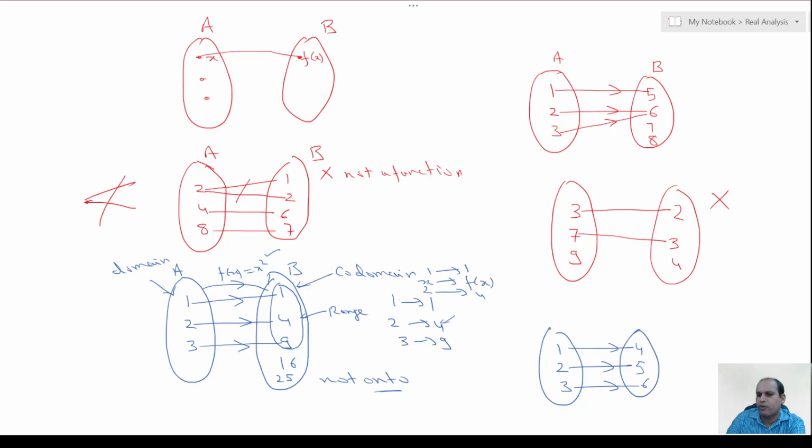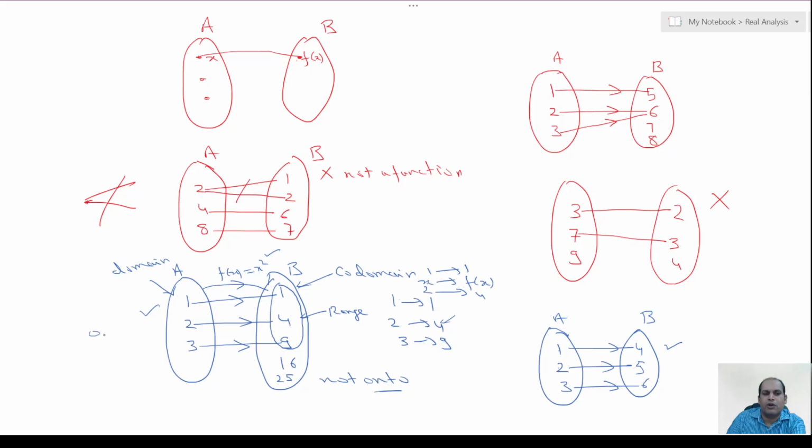So 1 goes to 4, 2 goes to 5, 3 goes to 6. Every element of the domain is mapped here, and the image is unique in set B, and this map is 1-1. Whenever two elements are different, they have different images. So this is the definition of 1-1. This map is again 1-1. This map is also 1-1.